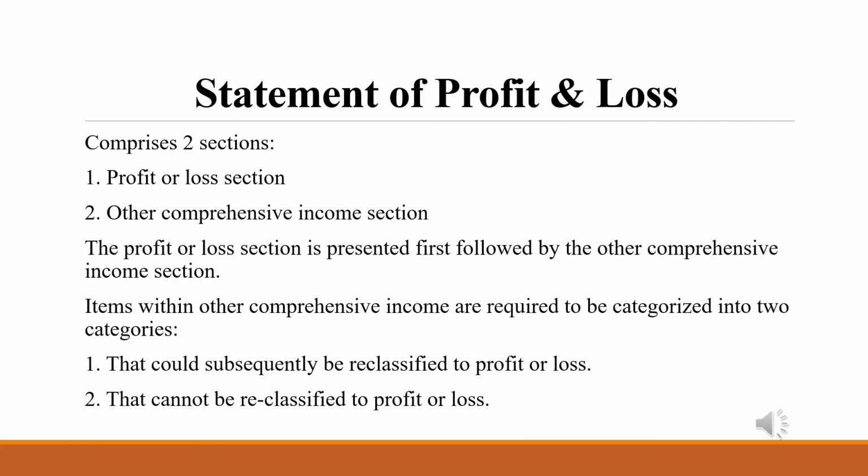Next component is the statement of profit and loss. So this statement mainly comprises two sections. The first section is profit or loss section and the other is comprehensive income section. So the profit or loss section is mainly presented first, followed by other comprehensive income section. Items within other comprehensive income are required to be categorized into two categories. The first one is that could subsequently be reclassified to profit or loss, and the other category is that cannot be reclassified to profit or loss.